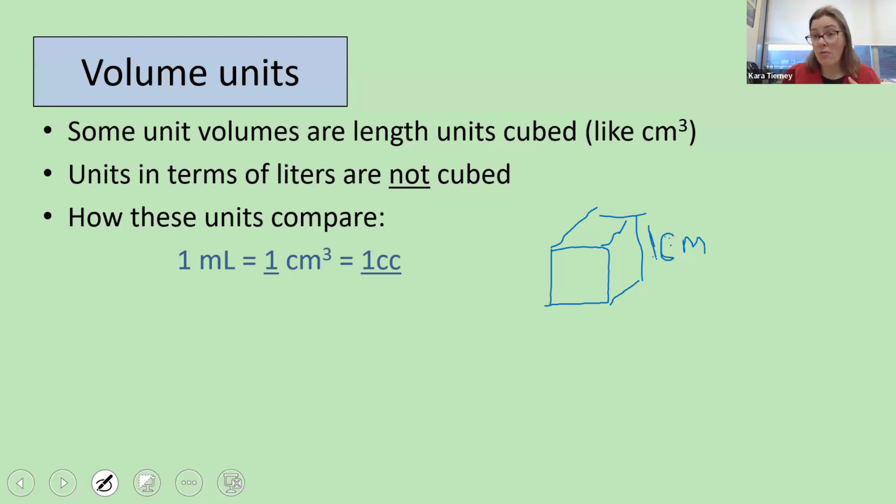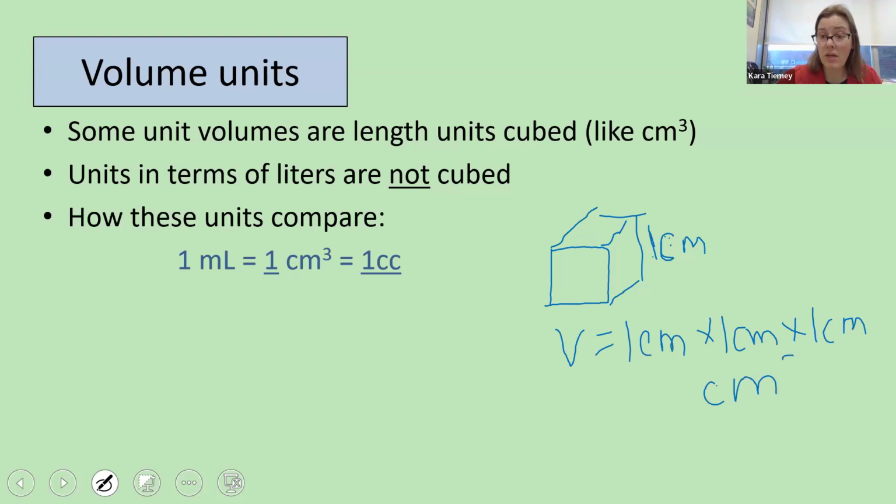If I were to find the volume of that, that would be equal to 1 centimeter times 1 centimeter times 1 centimeter. We did that in lab, right? And our unit that we ended up with was cubic centimeters. That is also a metric unit of volume.